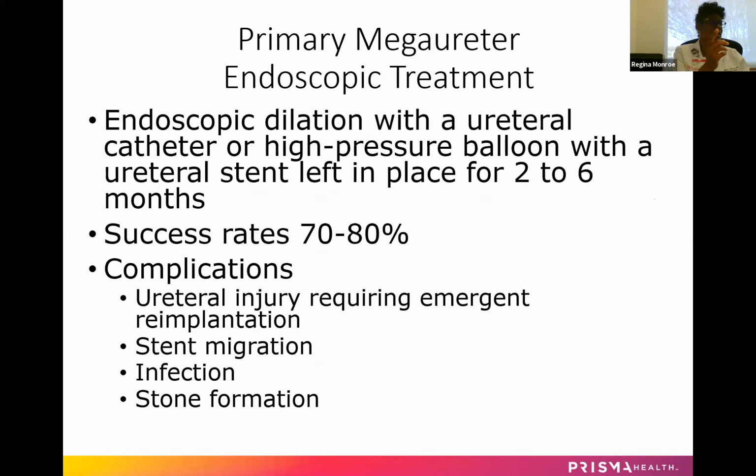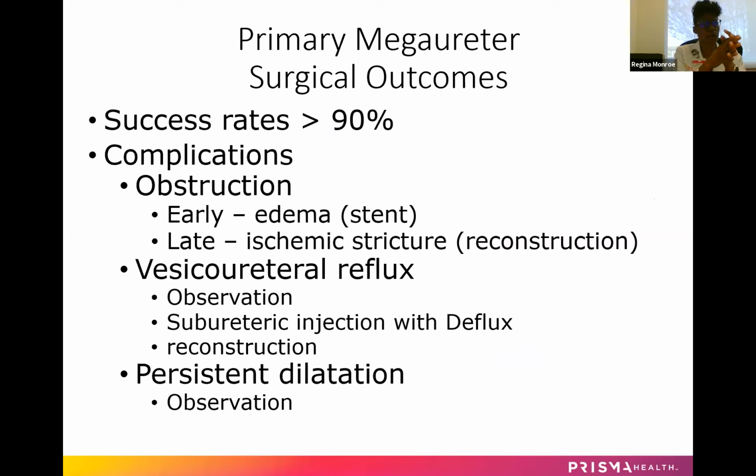So now, going back to surgical outcomes for primary megaureter, the success rate is over 90%. Typically, of the complications that we see early, you could have obstruction, and that most oftentimes is due to postoperative edema, but stenting usually helps with that. So I tend to stent all my anastomoses. Late obstruction would be because you have an ischemic stricture, and I really don't think you can get around doing a redo reconstruction. With reflux, depending on the grade, you could observe it, you could treat with Deflux, or you could do a redo reimplant.